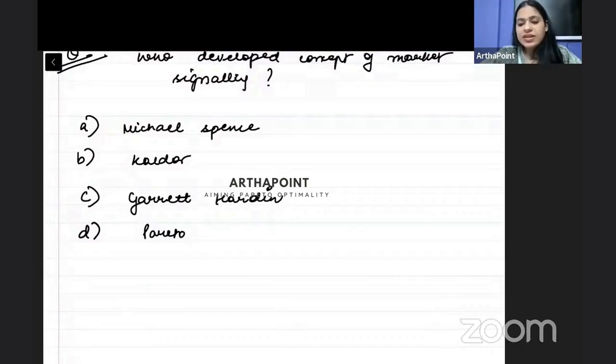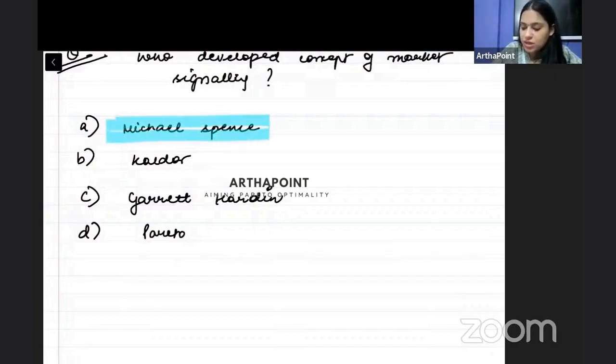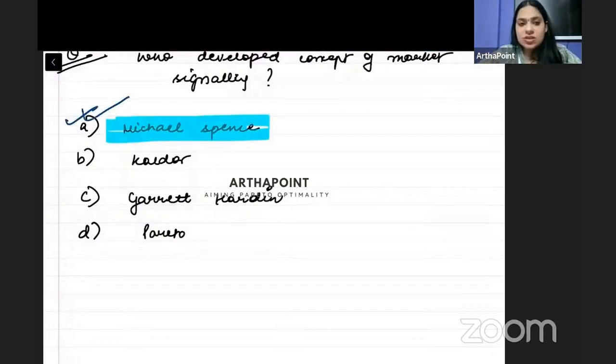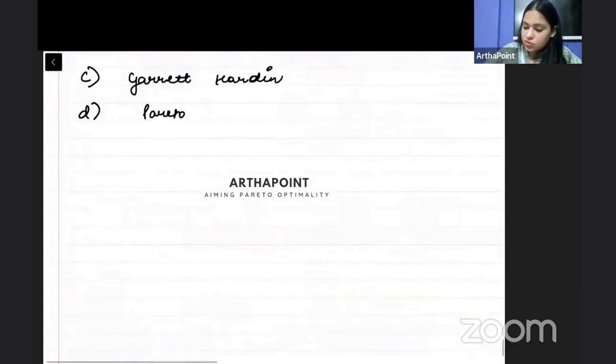Very good. The correct answer to this question should be Michael Spence. That is absolutely correct, beta. The first time that this concept came, market signaling का जो concept है, it was first introduced by Michael Spence. Absolutely correct option. और ये उन्होंने अपने एक पेपर में लिखा था, और उस पेपर का नाम था Job Market Signaling. उस पेपर में उन्होंने इसके बारे में बताया था. ओके बेटा, नेक्स्ट क्वेश्चन.